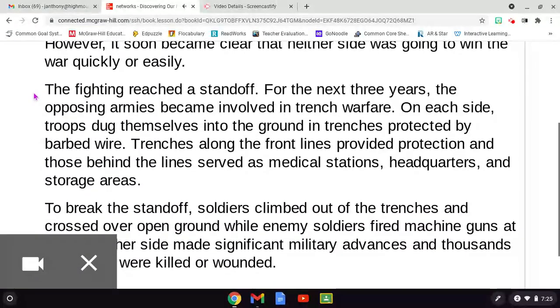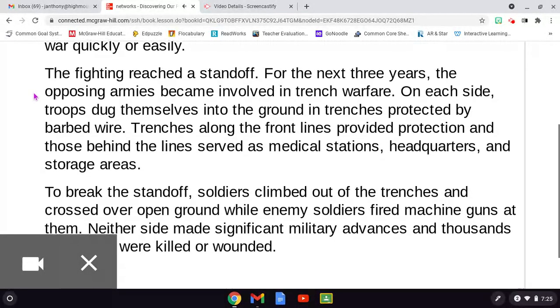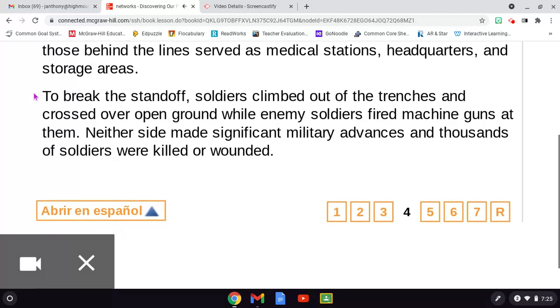Trenches along the front lines provided protection, and those behind the lines served as medical stations, headquarters, and storage areas. To break the standoff, soldiers climbed out of the trenches and crossed over open ground while enemy soldiers fired machine guns at them. Neither side made significant military advances, and thousands of soldiers were killed or wounded.